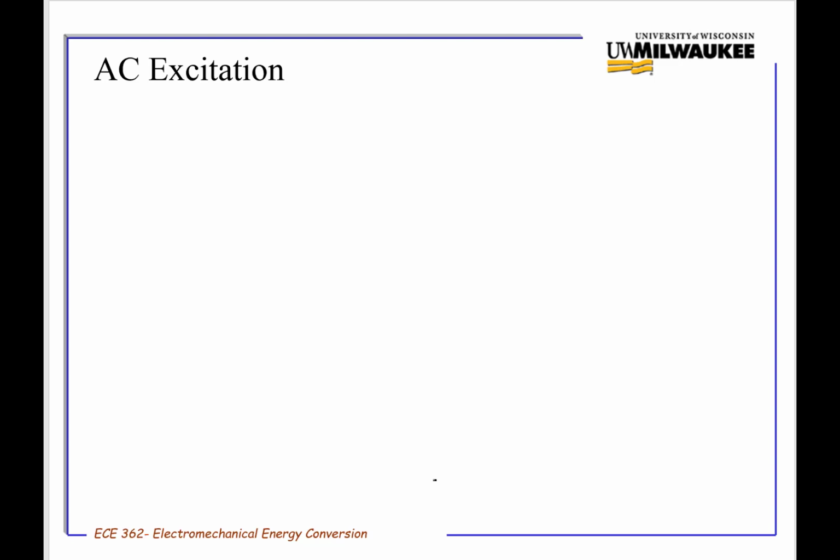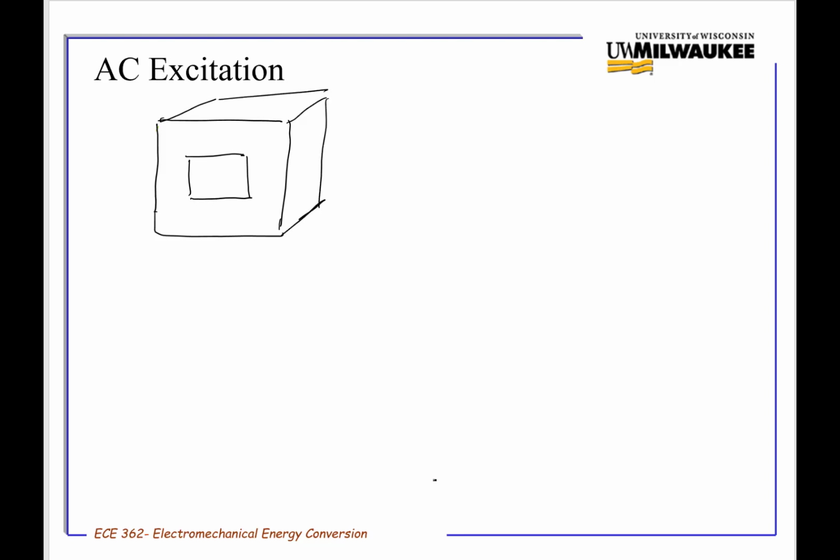Alright, we're going to finish Module 2. We're going to repeat a little bit about what happens. We're going to go over exciting a core, putting a current into a core that is an AC current. So I've got a core sample in this case.